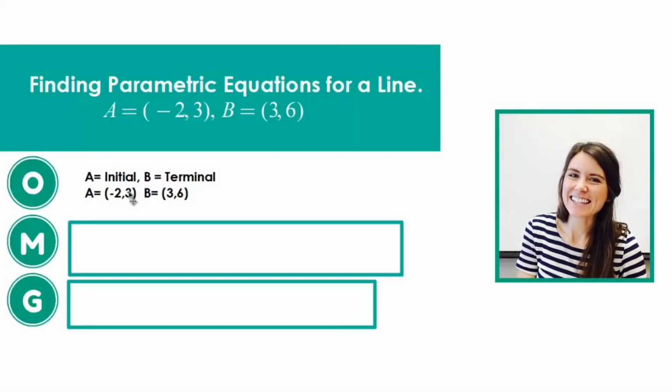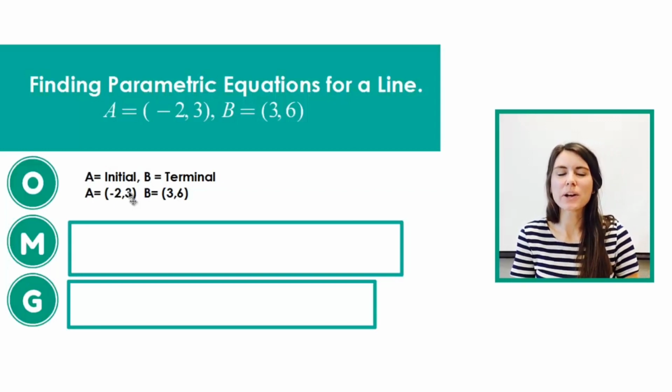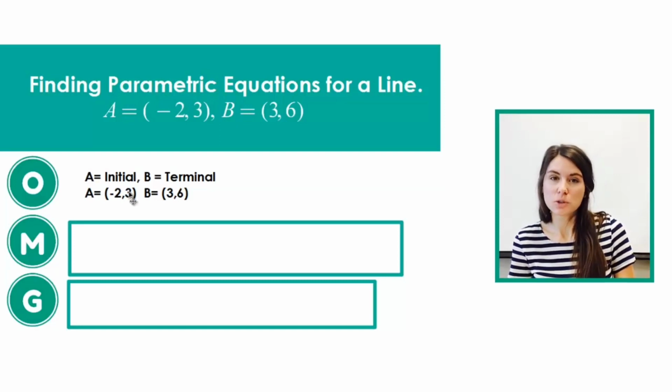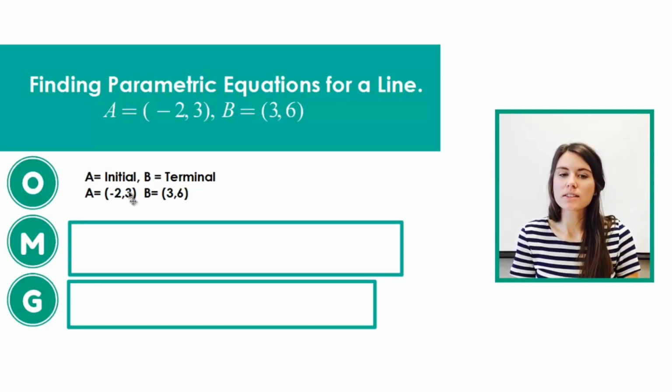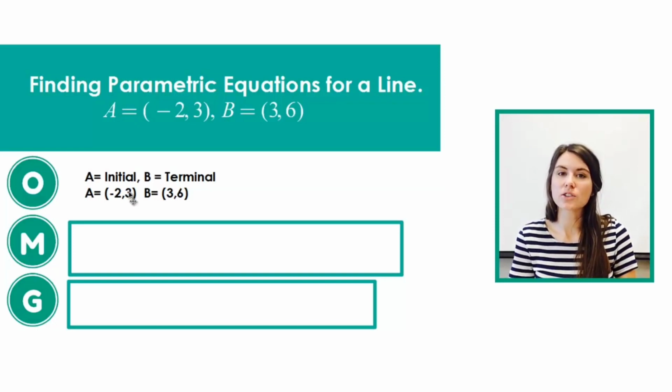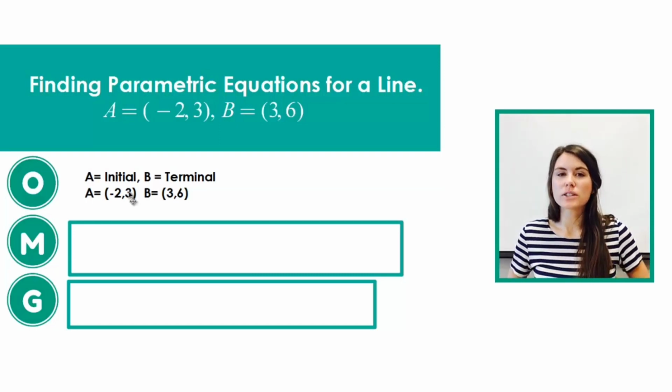Hey guys, it's Cassie here with Math OMG. Today we're going to be learning how to find parametric equations for a line given 2 points. So if we look at this problem, the first thing that we notice is we're given an a and a b coordinate. A is (-2, 3), and b is (3, 6). Our goal is going to be to take these 2 points and make a parametric equation, which means put each equation in respect to t with y and x.